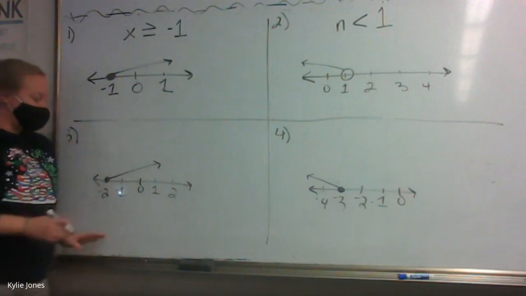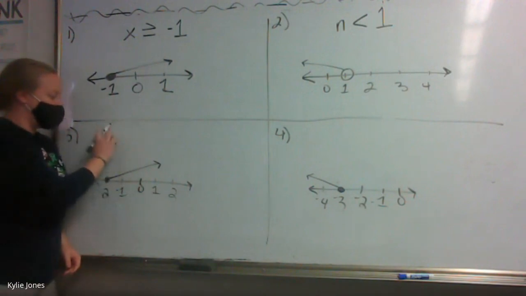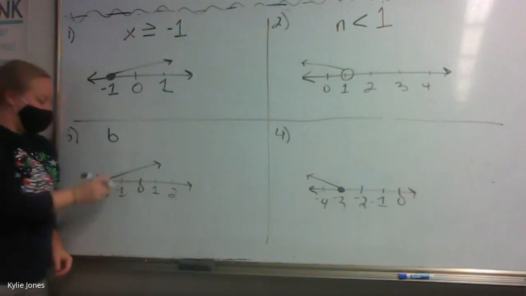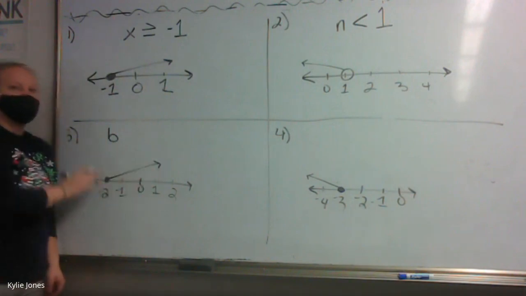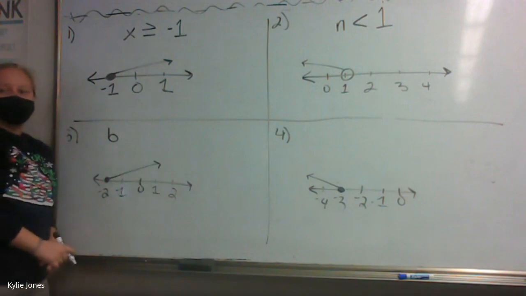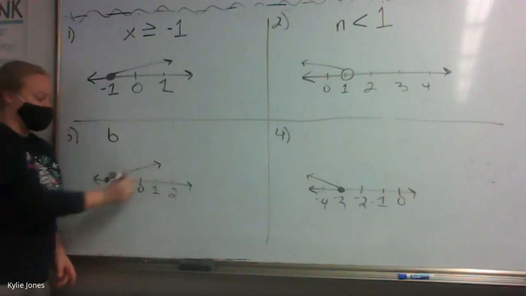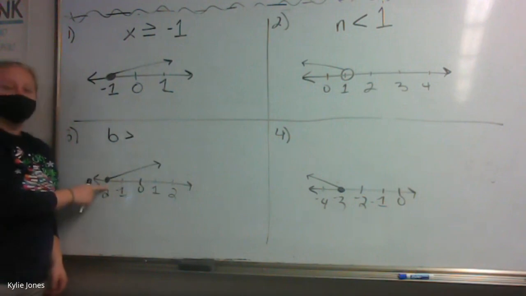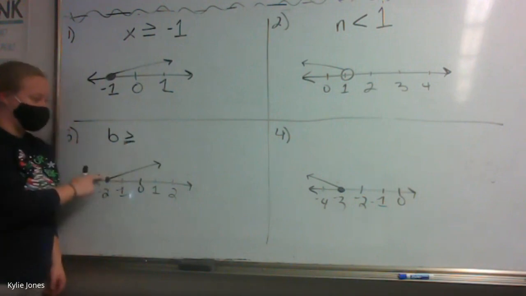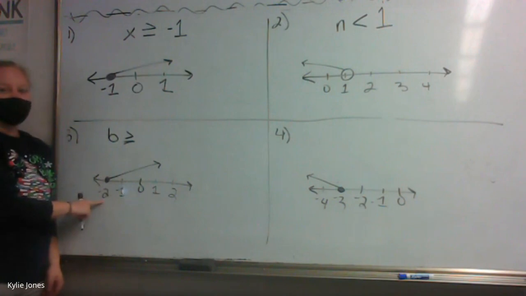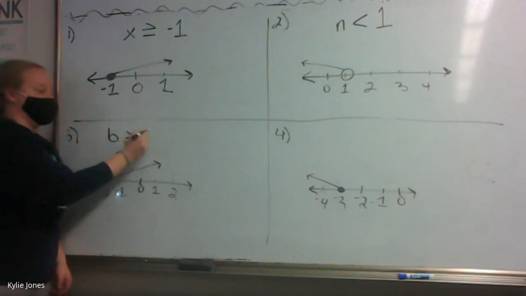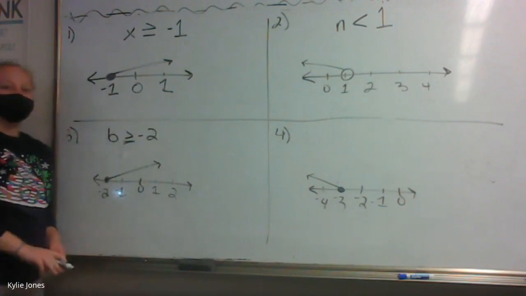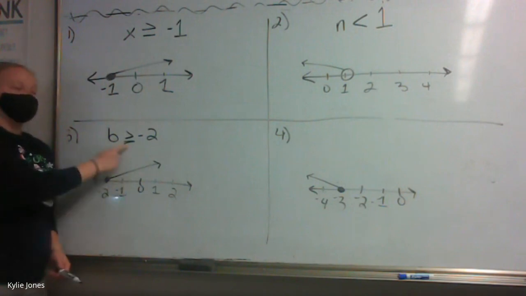Number 3. We have X. Actually, let's use B, because why not? B. Which way is my arrow pointing, first of all? Greater than or less than? These numbers are greater than. Is it equal to? Yep, because it has a closed circle. What number? -2. Make sure you keep that negative. You forgot the equal to.